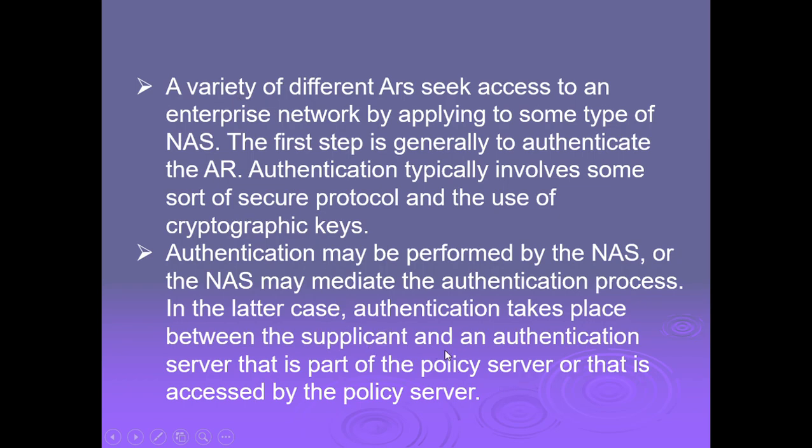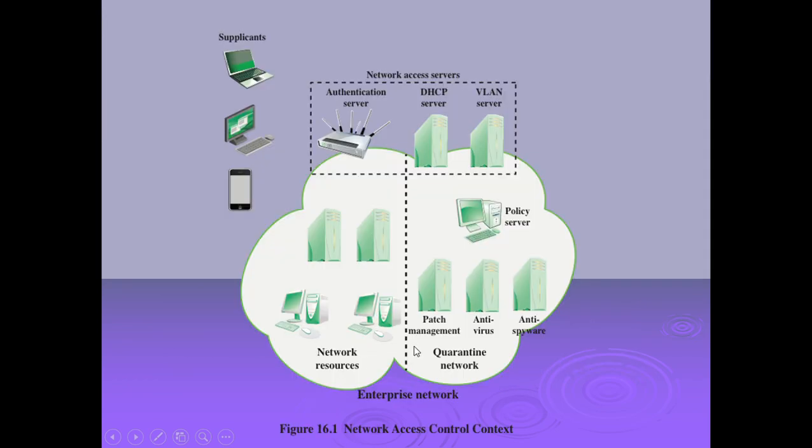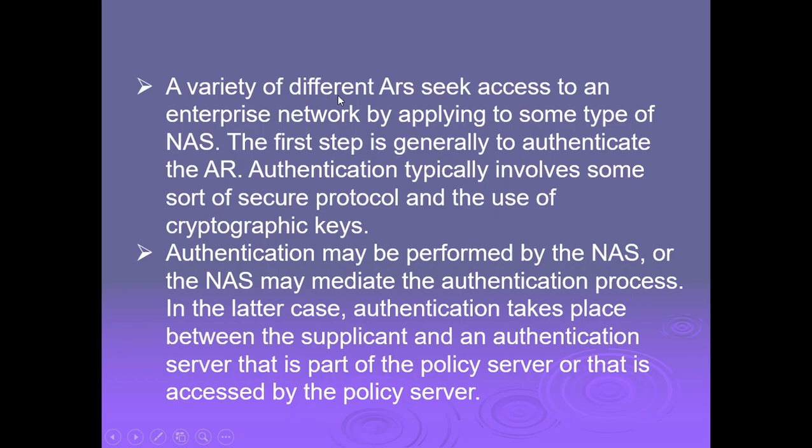Here is a comment about this scheme. A variety of different clients, AR here, authentication requesters, seek access to an enterprise network by applying to some type of network access system. The first step is generally to authenticate the authentication requester, the client. Authentication typically involves some sort of secure protocol and the use of cryptographic keys.